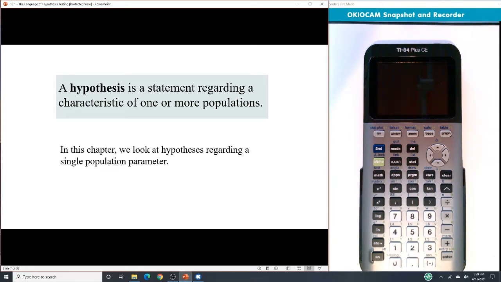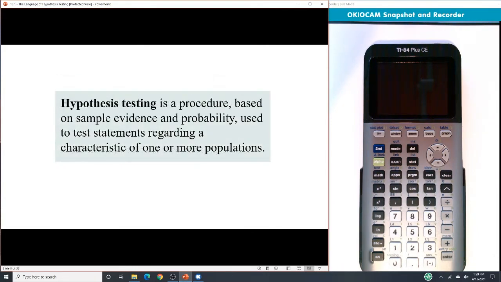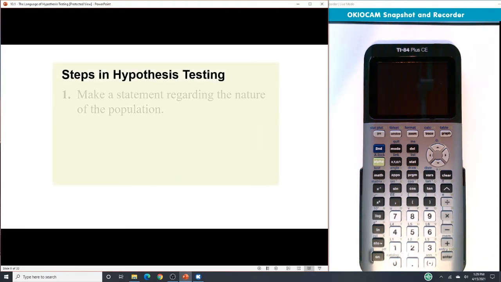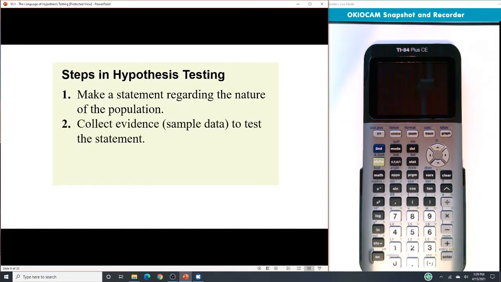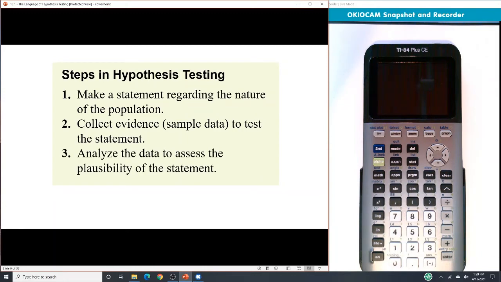Now, a hypothesis is a statement regarding a characteristic of one or more populations. So we're going to be looking at just single population parameters, for instance, proportion, mean, standard deviation, those types of things, just looking at them one at a time. Hypothesis testing is a procedure based on sample evidence and probability used to test statements regarding a characteristic of one or more populations. All right, so here are our steps. First, we make a statement regarding the nature of the population. Second, collect evidence. And then third, analyze the data.